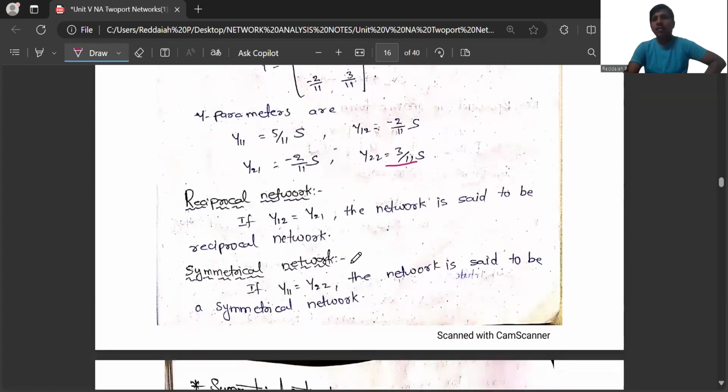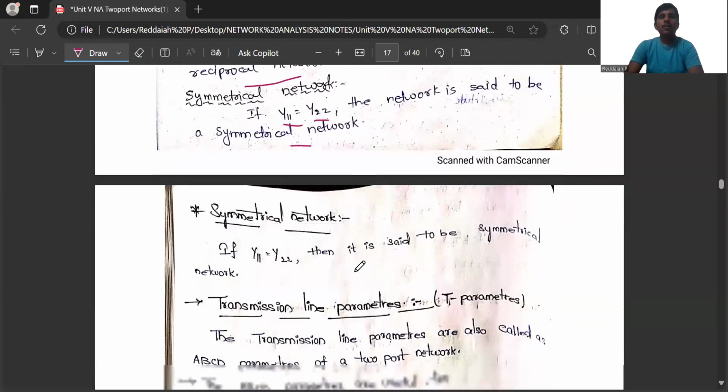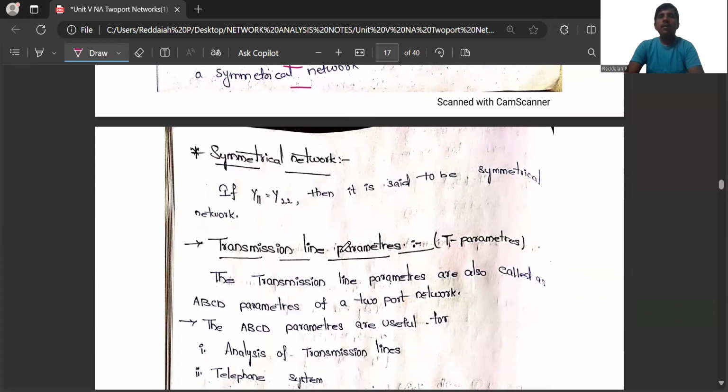What is meant by reciprocal network? Define reciprocal network. If Y parameters Y12 equal to Y21, then the network is said to be reciprocal network. Symmetrical network means Y11 equal to Y22, then it is said to be symmetrical network. That's about symmetrical network. Next, we will go for transmission line parameters.